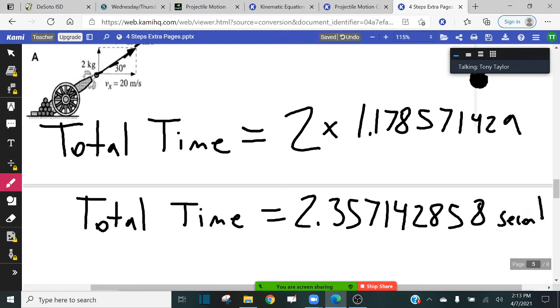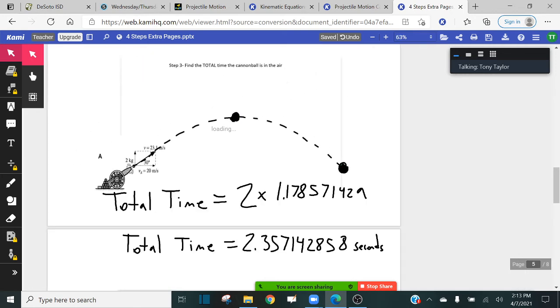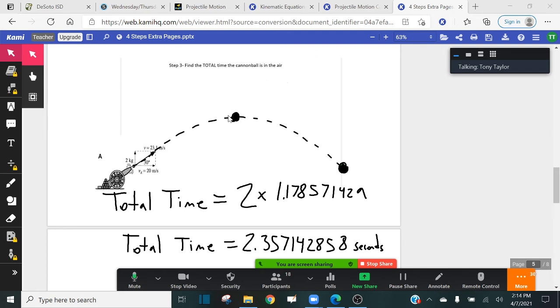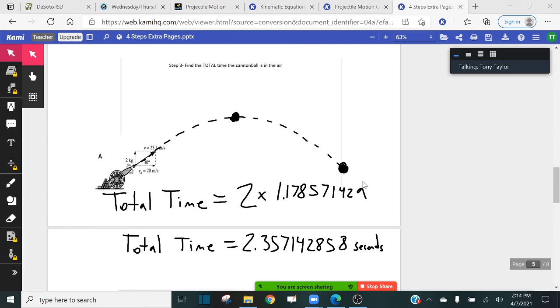Seconds. And again, if you guys got a number that's close to that, that's fine. I'm more concerned with the process. Okay, guys, any questions on step 3? Just so we're clear, if you know how long it takes for the cannonball to reach the very top of its trajectory, you can easily find the total time it's in the air, because at this point right here, the cannonball has only traveled half its distance. So all you would do is take this time right here and multiply it by 2 to get the full distance. So that's step 3.